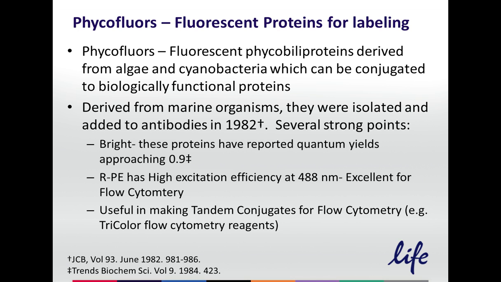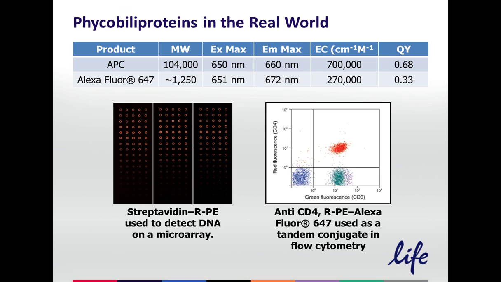And because they're so bright and so highly excited, they can be used in tandem conjugates. That's where one dye will excite another dye so that you can emit at an even higher wavelength. So like RPE, you excite at 488, emit in the orange, and then you have another dye like Texas Red, for instance, that's right next to it. So instead of fluorescing in the orange, that photon now excites the Texas Red, and you emit off in the red instead of the orange. So those are some characteristics of the Phycofluors.